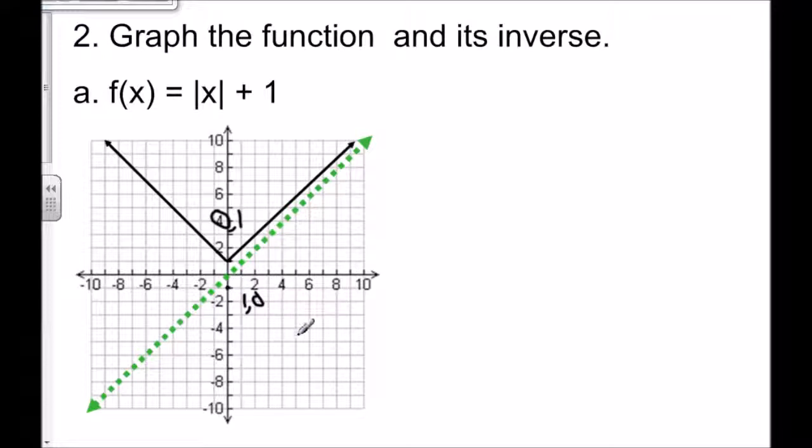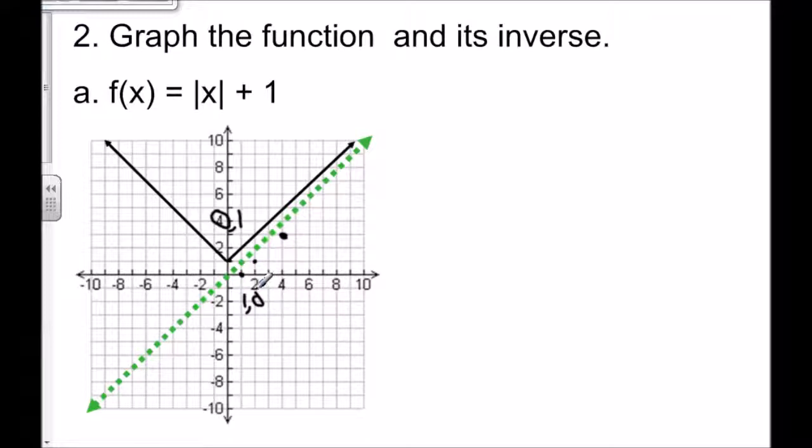Sorry. I wrote the right thing but drew the wrong dot, so it's at 1, 0, which is actually here. Alright, if the graph goes through 1, 2, then the inverse graph goes through 2, 1. 3, 4, 4, 3, etc. Now on the other hand, if it goes through negative 1, positive 2, then the inverse goes through positive 2, negative 1, and so on and so forth.